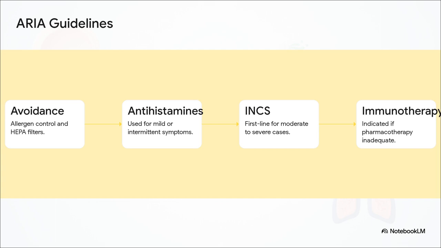Literally, before writing a single prescription, we look at allergen control, things like dust mite covers for the mattress and running HEPA filters. Step 2, if we're dealing with mild or intermittent symptoms, is introducing antihistamines. Step 3 steps it up from moderate to severe disease, bringing in intranasal corticosteroids. And finally, step 4, if all that pharmacotherapy is inadequate and the patient is still miserable, we step all the way up to allergen immunotherapy.